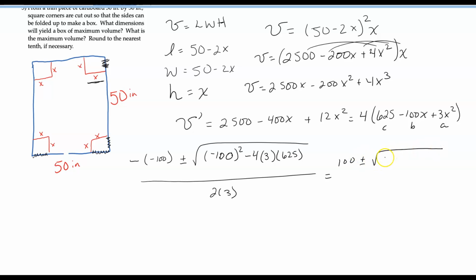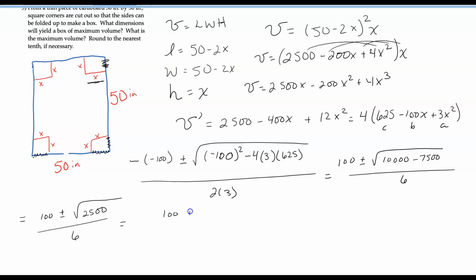the square root of, let's see, what is that? 10,000. And then 4 times 3 times 625 is 7,500. All divided by 6. And I end up with 100 plus and minus the square root of 2,500, all divided by 6, which gives me 100 plus and minus 50 divided by 6, which gives me two options. I either have 150 over 6 or 50 over 6.